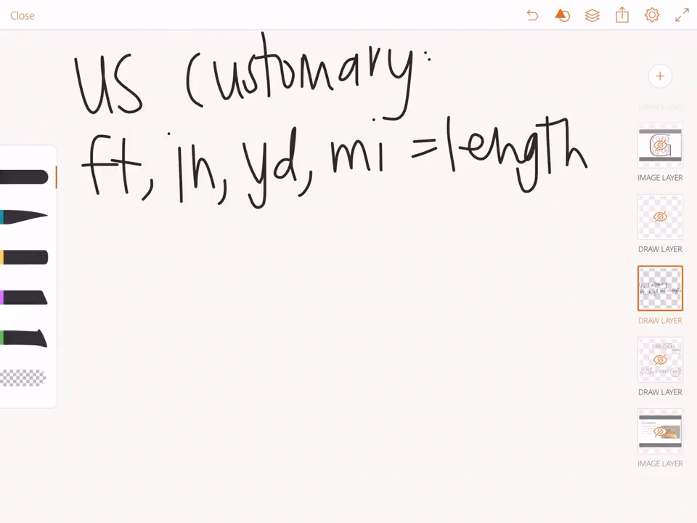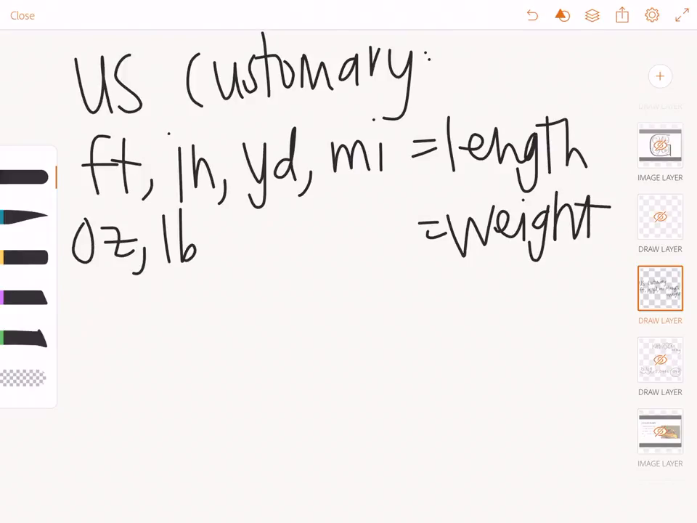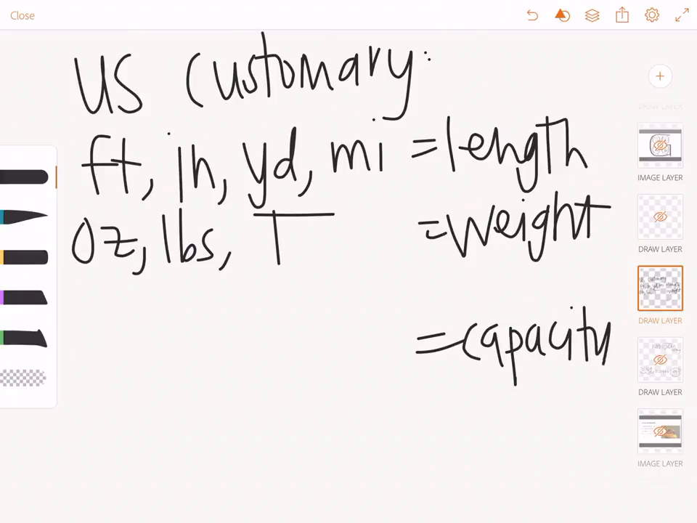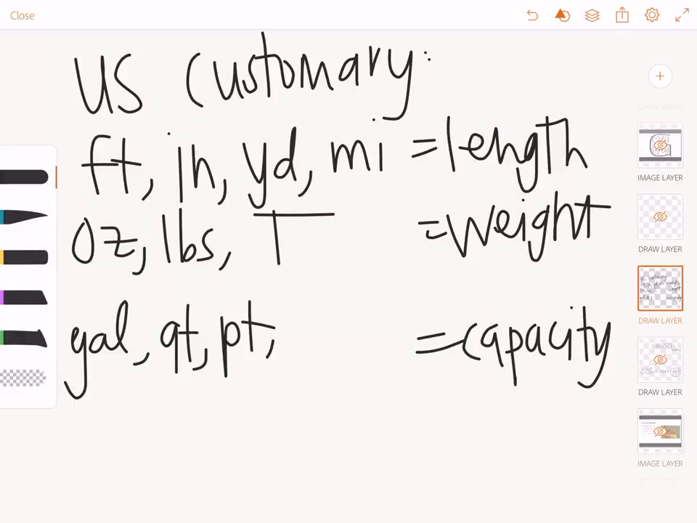When we're talking weight, we are working with ounces, pounds, and tons, capital T. And when we're working with capacity, we have even more of them. We have gallons, quarts, pints, cups, and fluid ounces. So we're going to put FLOZ to make sure that we're paying attention to the difference between just regular ounces and fluid ounces. So unfortunately, these are not on powers of 10.